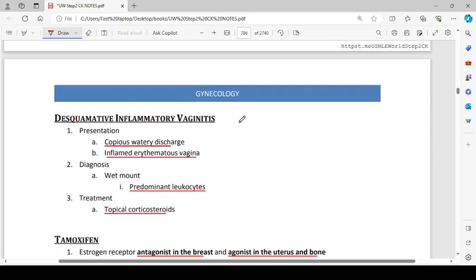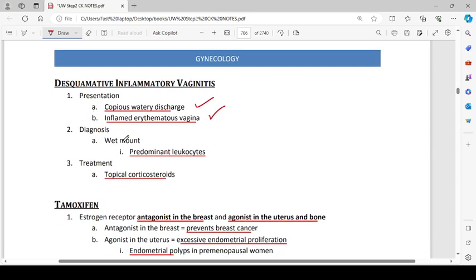Desquamative inflammatory vaginitis: presentation is copious vaginal discharge and inflamed, erythematous vagina. Diagnosis is with wet mount, predominant leukocytes, and treatment is with topical corticosteroids.